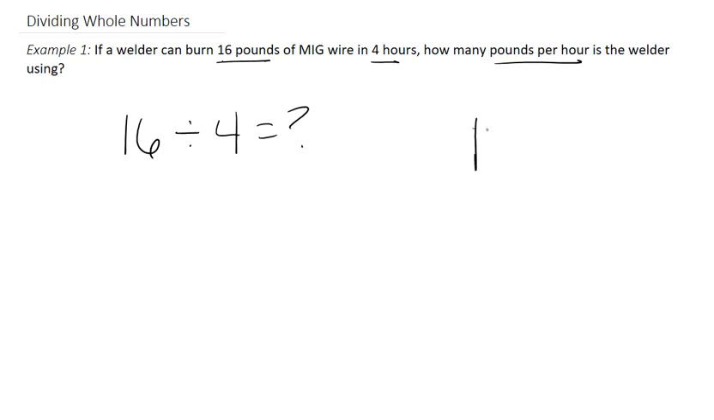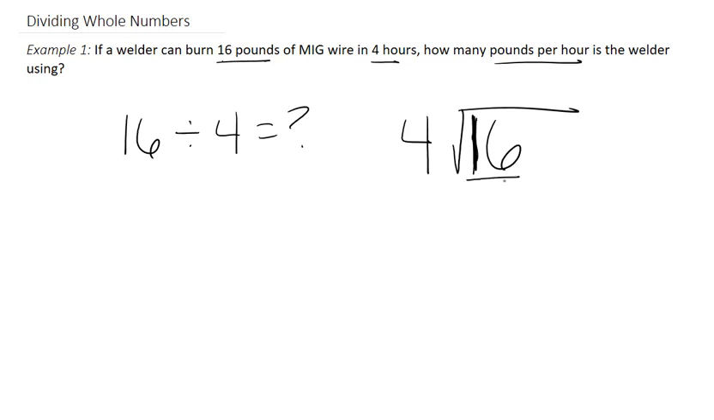So we're going to go ahead and reset this up like this, where we have 16 inside our division symbol and the 4 on the outside of it. Now we would go like this and do it. So 4 can go into 1 0 times, because 1 is much smaller than 4. So we can't do anything in the 10 spot here. So that's how we look at it first.